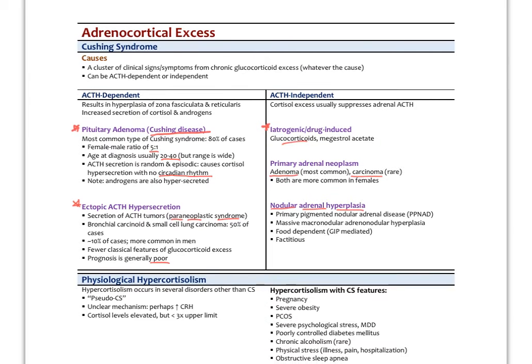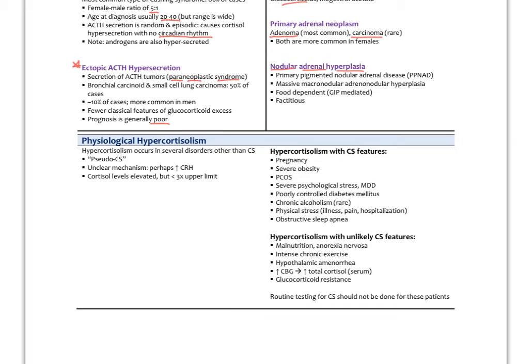Now, in a more functional sense, we can have physiologic hypercortisolism, or pseudo-Cushing's, and we think this may involve more of a problem in the hypothalamus with increased CRH. So there are stressors, inflammation, etc., secondary factors that are causing an overactivation of the HPA axis. We get elevated cortisol levels, but they're usually less than 3 times the upper limit, and we typically see a circadian fluctuation in the cortisol.